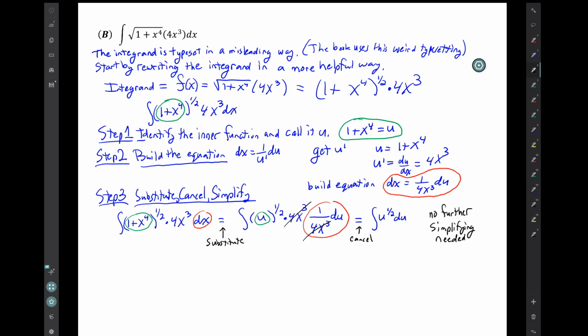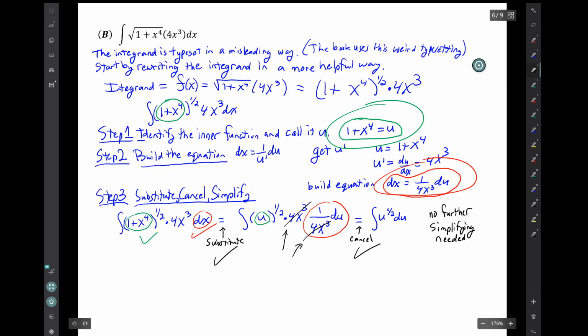So step 3, substitute, cancel, simplify, we've done. We substituted our green substitution from this equation. We substituted our red substitution from that equation. So that was the substitution step. We did our cancellation. That was these terms canceling each other.